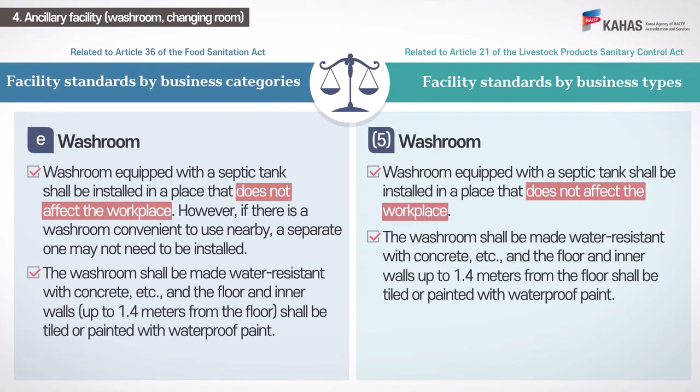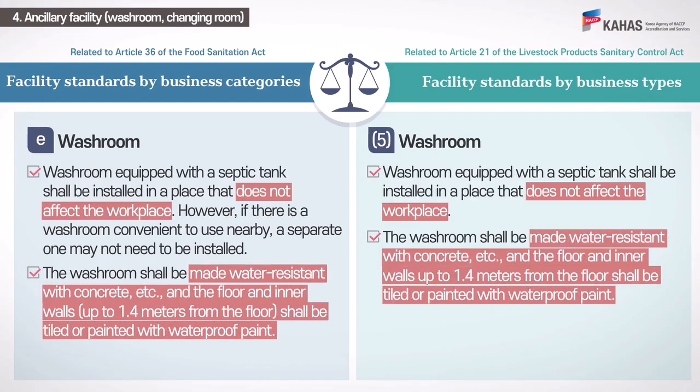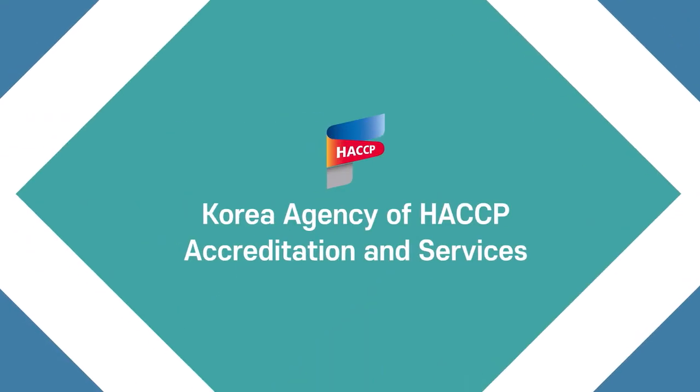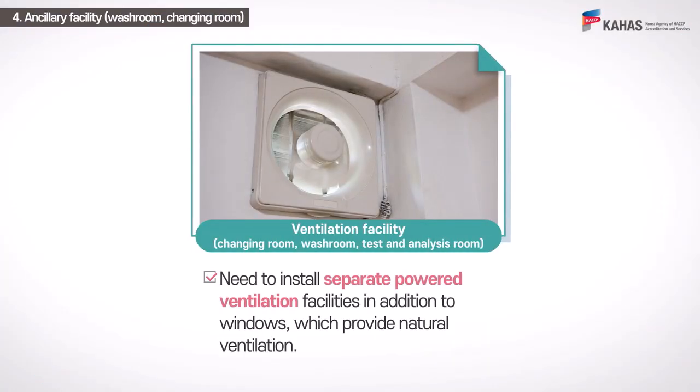Washrooms should be installed in a place that does not affect the workplace. Water-resistant and corrosion-resistant materials should be used for the washroom walls, floors, ceilings, and doors, etc. In addition to the natural ventilation facilities, such as windows, the ventilation facilities in the washroom must be maintained at all times with separate ventilation facilities to allow indoor air to be expelled to the outside.